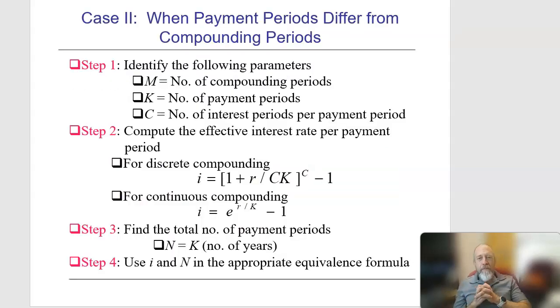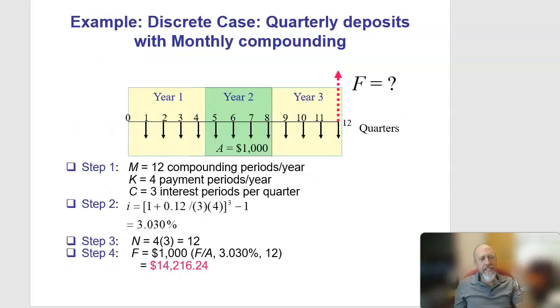Now, the payment periods differing from the compounding periods, we've actually looked at that. It's a different set of steps, but still need the number of compounding periods, the number of payments, the number of interest periods per payment, and it's still a straightforward calculation. You can do it now. In this case, you've got both discrete compounding or continuous compounding. If you have a situation of continuous compounding, and the total number of payments, then you use the appropriate equivalence formula as before. Again, I'm going to give you the numbers as we work through it pretty fast.